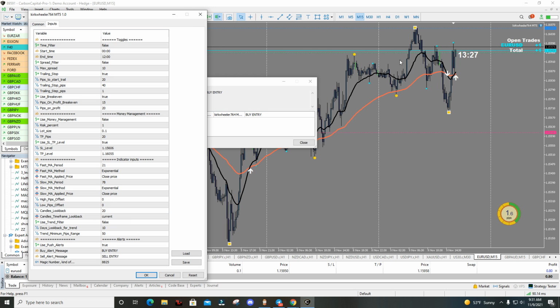Now it just enters. If I can just get it to exit on a pullback, if it doesn't hit my stop loss, but exit in profit on a pullback, that's what I gotta understand. We say candles look back, candles time frame look back. I don't understand that part, but right now, yeah, this is good.